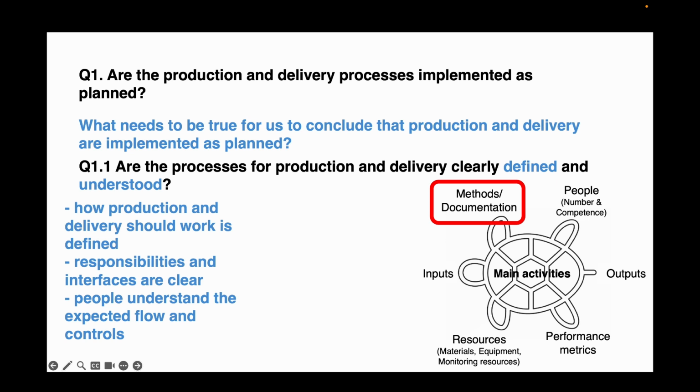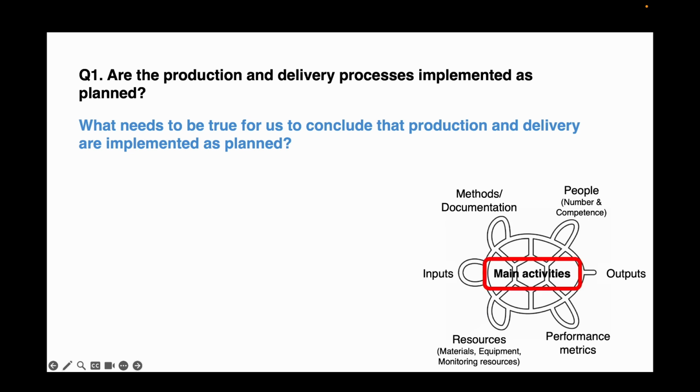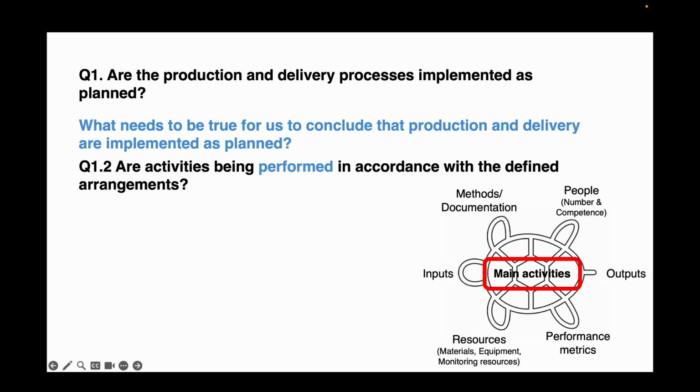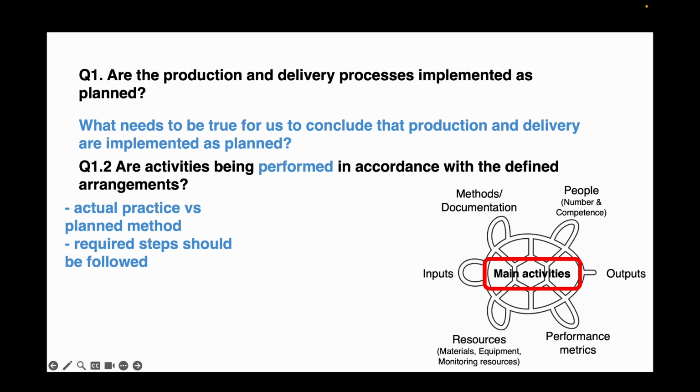Okay, now let's go into the main activities. So, are activities being performed in accordance with the defined arrangements? So, here we look at the reality of the operations. Okay, what is the actual practice? So, the actual practice should broadly match the planned method. The required steps should be followed, and the key controls should be visible in real operations, not just in procedures. So this is about going into the shop floor and seeing what is happening.